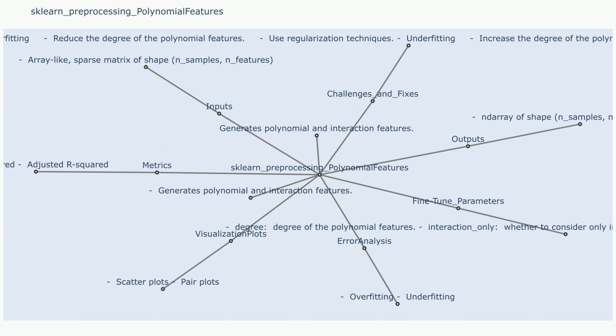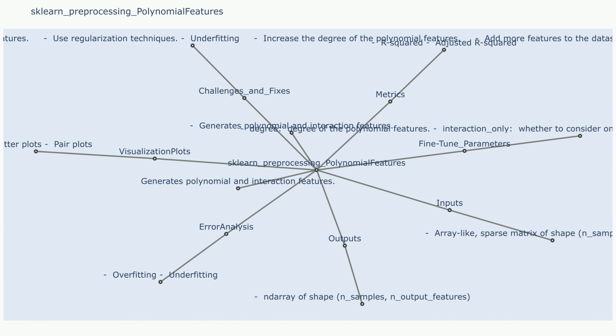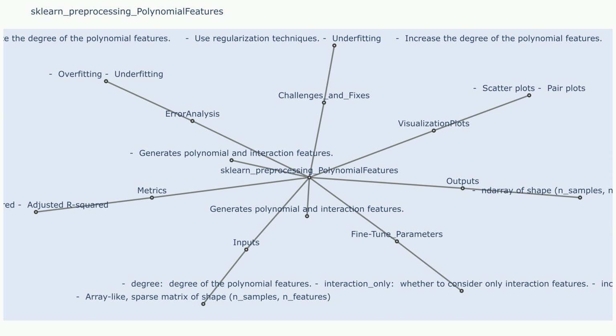Interaction only. This parameter determines whether to include only interaction terms (products of different features) or all possible combinations of features. Setting it to true can simplify the model and reduce the number of features. Uncertainty methods. Cross-validation. Use techniques like cross-validation to evaluate your model's performance on unseen data and estimate the uncertainty in your predictions. Bootstrapping. Bootstrapping can be used to assess the variability of your model's predictions and estimate confidence intervals.